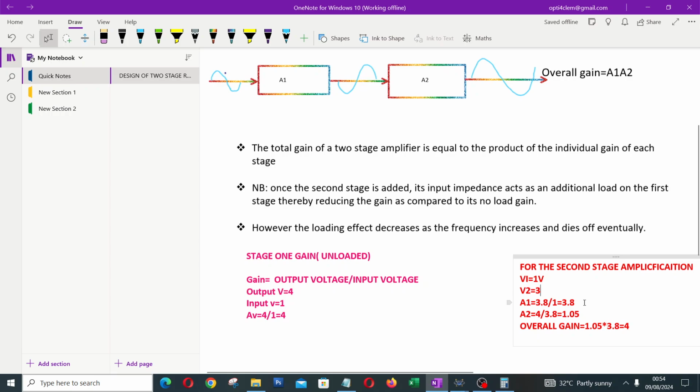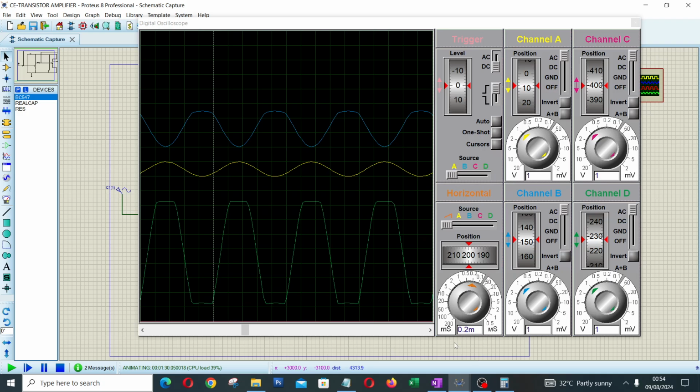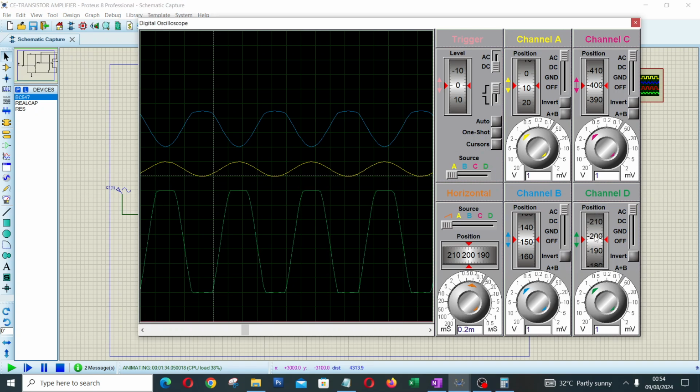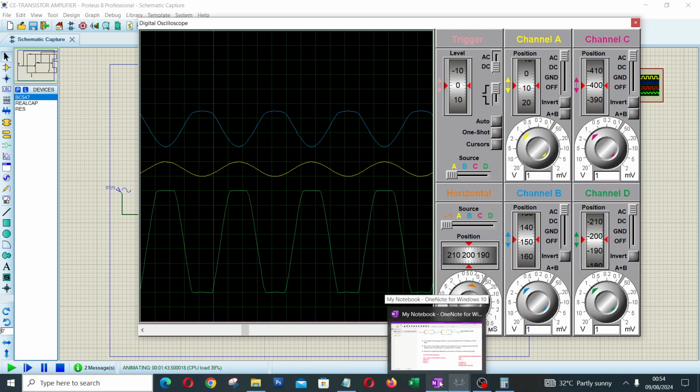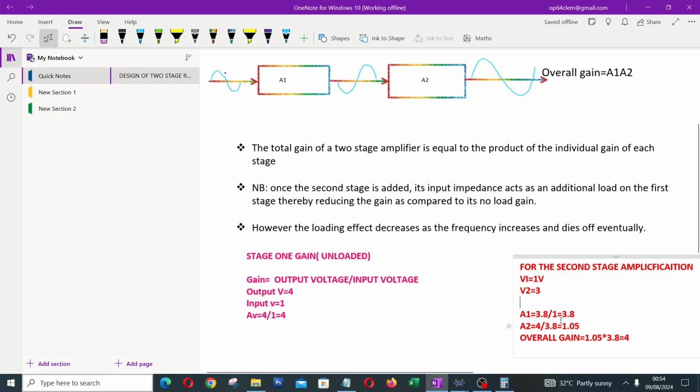Then V3, which is the output of the second stage. Let's measure V3 now. The output of the second stage amplifier is now, let's count: 1, 2, 3, 4, 5, 6, 7. Let's count again: 7. 7 multiplied by 1 is 7, each of them is 1 volt. So V3 is equal to 7.